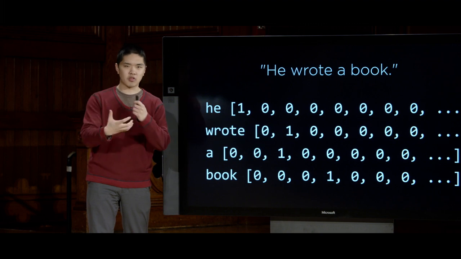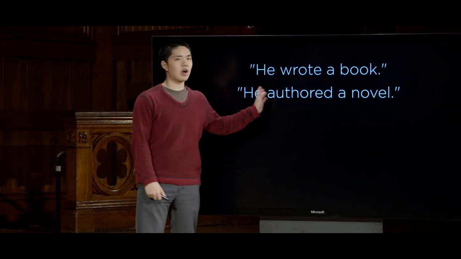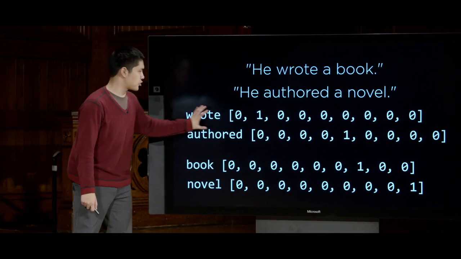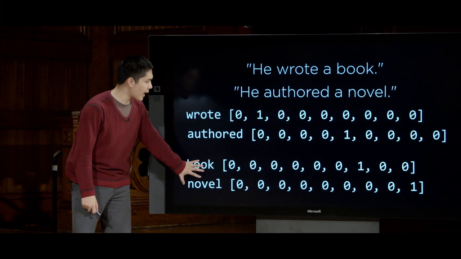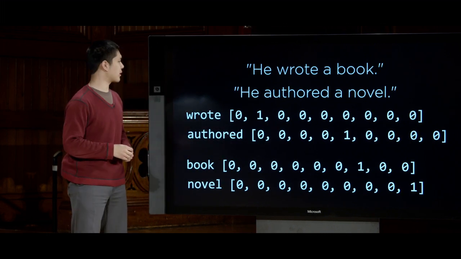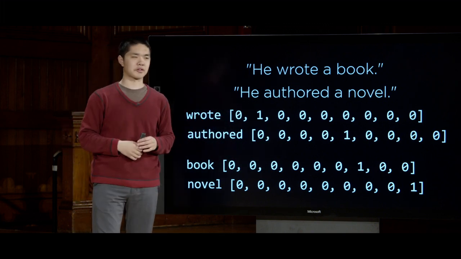Another problem, a subtler problem, is that ideally I'd like for these vectors to somehow represent meaning in a way that I can extract useful information out of. That if I have the sentence, he wrote a book and he authored a novel, well, wrote and authored are going to be 2 totally different vectors. And book and novel are going to be 2 totally different vectors inside of my vector space that have nothing to do with each other. The one is just located in a different position.